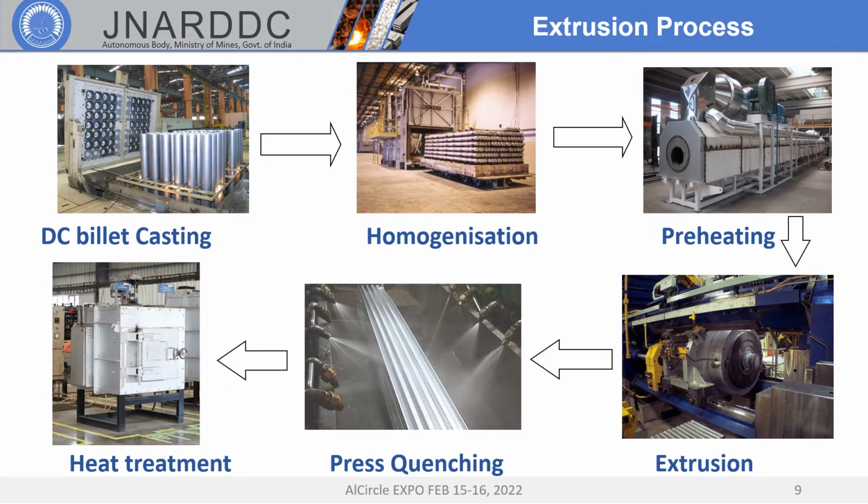The raw material for extrusion is produced by billet casting process in the form of cylindrical billets. Further, these billets are subjected to homogenization treatment, preheating of billets prior to extrusion followed by extrusion and press punching and heat treatment for producing various tempers.